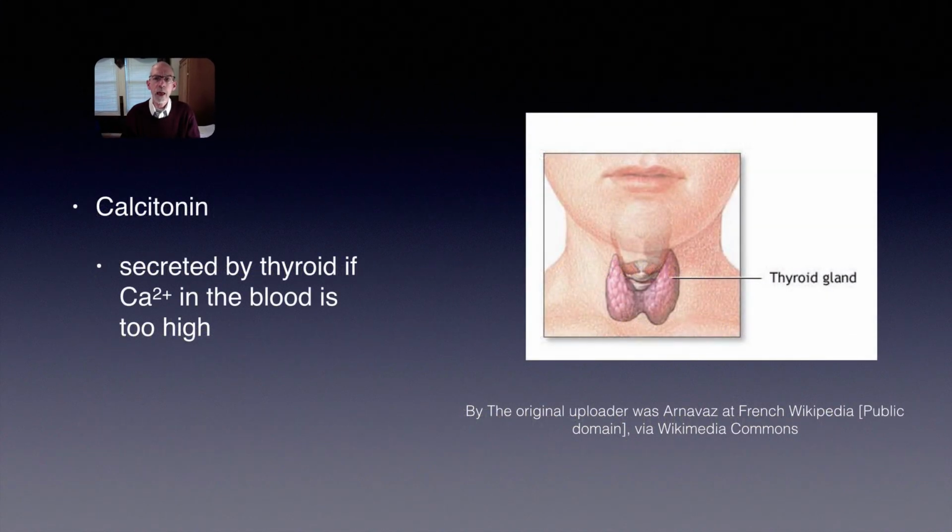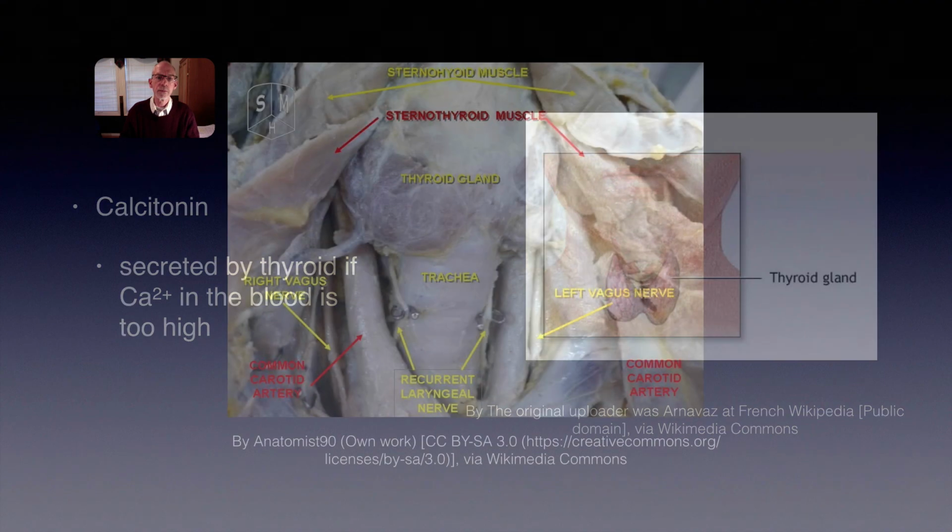Let's now take a look at calcitonin. This is a hormone that does just the opposite. It is secreted by certain cells of the thyroid gland. Not all cells. There's other hormones that are secreted by the thyroid gland, but only certain cells secrete this hormone. And its role is to take the calcium ion level in the blood and bring it down.